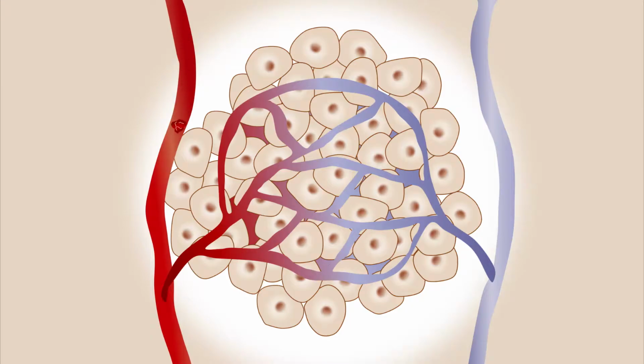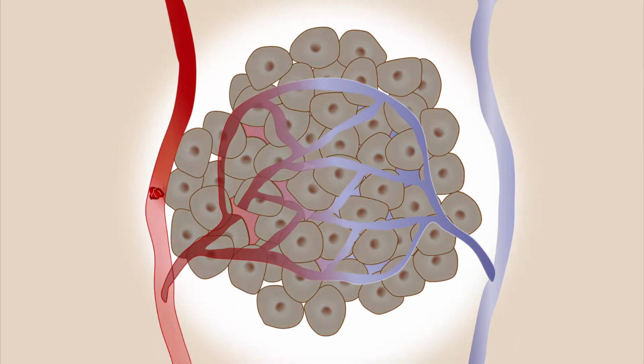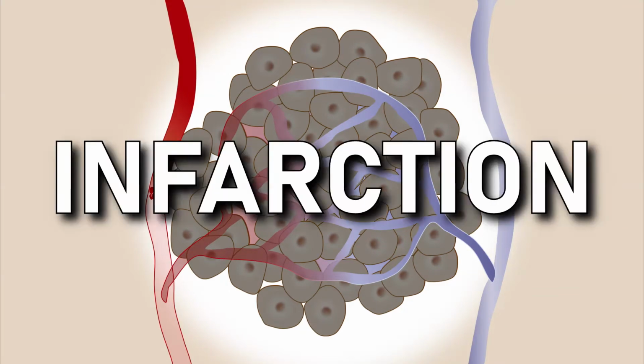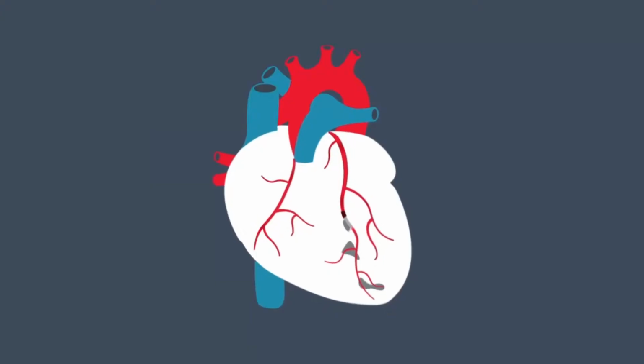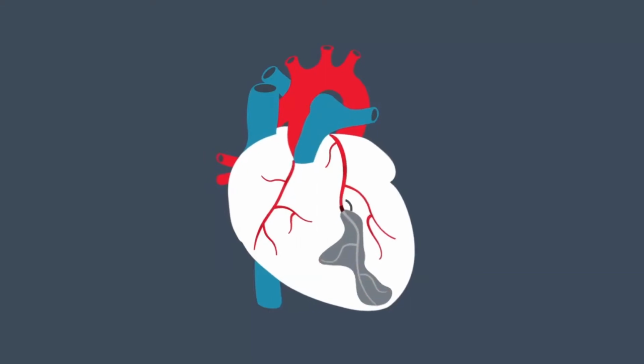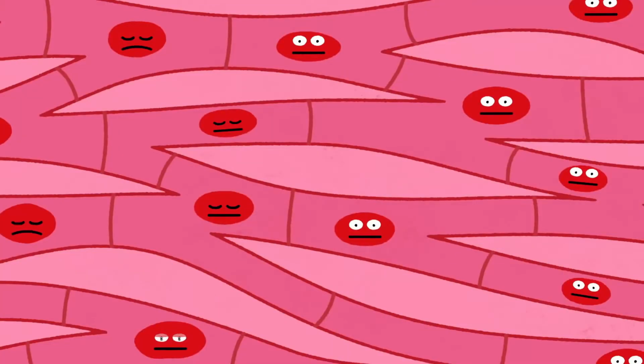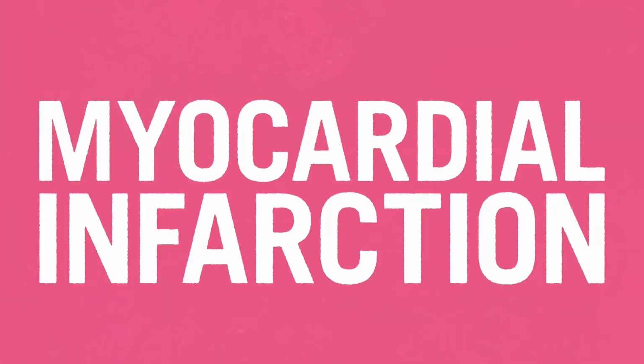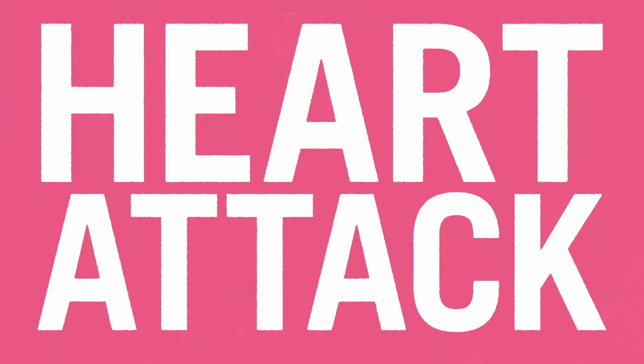When an artery is blocked, the body cells it supplies become injured because of the lack of blood. This injury can progress to cause cell death, a process called infarction. If this occurs in the coronary arteries, the heart muscle, called the myocardium, will start to die. This event is therefore known as a myocardial infarction, more commonly known as a heart attack.